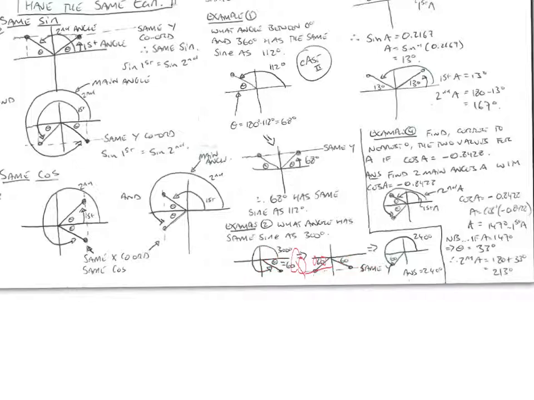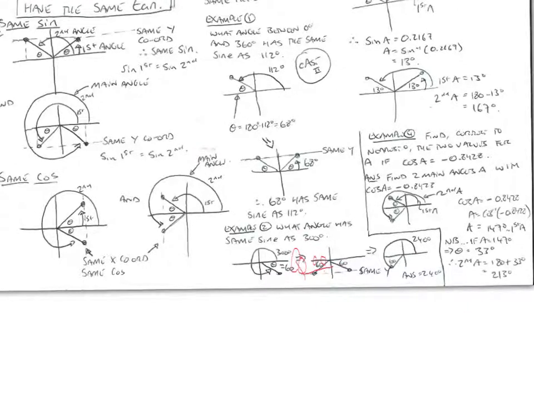And that means that it is 240. Okay. And our other angle is the original 300. So our answer is 240 degrees. In other words, the sine of 240 is the same as the sine of 300 degrees.